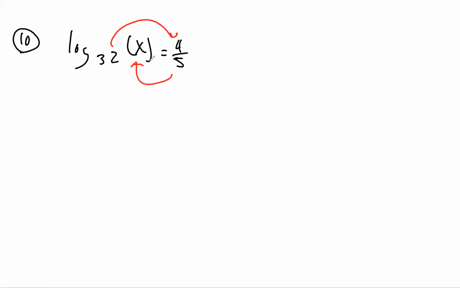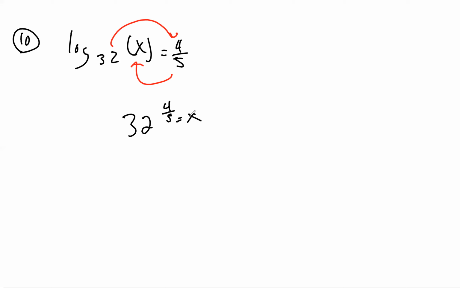Okay, number 10. Let's have log base 32 of x equals 4/5. So first things first, I draw my arrows. And then I say, okay, that means 32 to the 4/5 equals x.